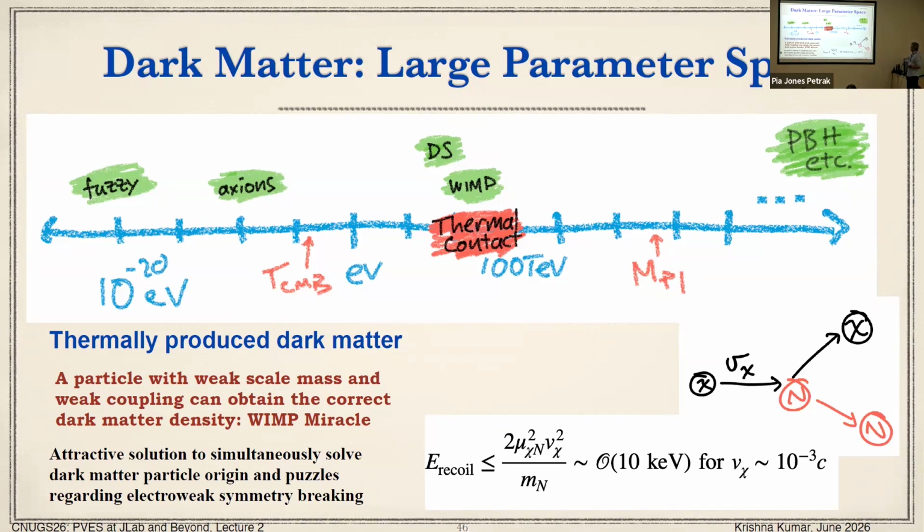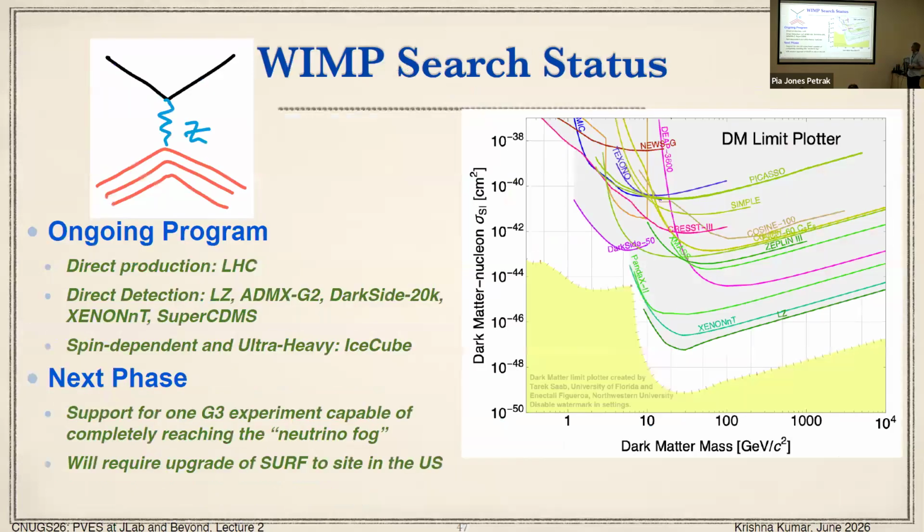And so that's the biggest thing. The basic idea is that you have a WIMP, GeV to TeV scale. It goes and recoils off the nucleus, and that's what you're looking for. There's a large ongoing program: direct production at the LHC, direct detection, underground detectors. The next phase is the so-called Gen 3.